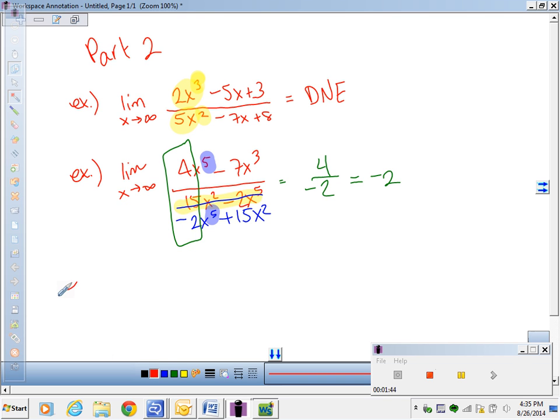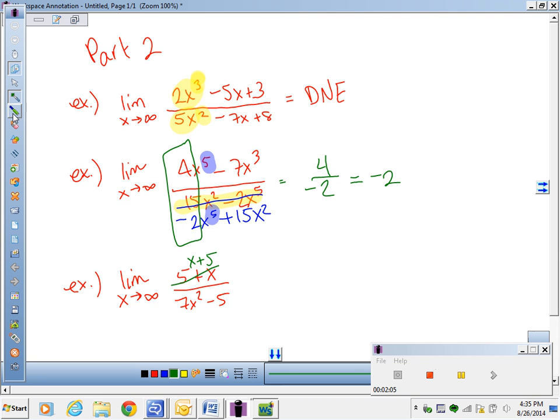Let's do one more. If I had the limit as x approaches infinity of 5 plus x over 7x squared minus 5, again I would probably rewrite this as x plus 5, so it can be the leading coefficient. I see that this has a degree of 2, whereas the first one has a degree of 1. So the numerator is less than the denominator, which means that my limit is equal to 0. And you guys can always confirm these limits on a graphing calculator.